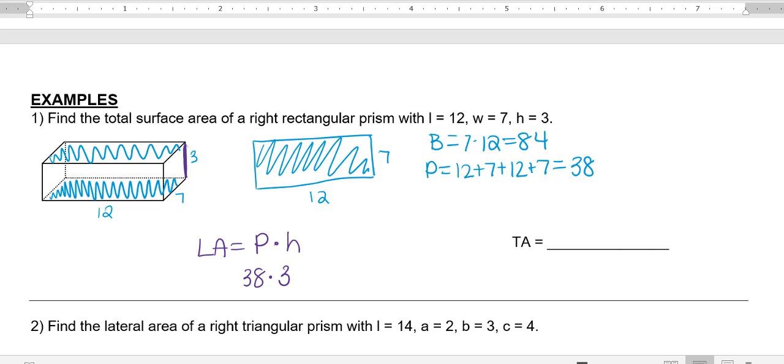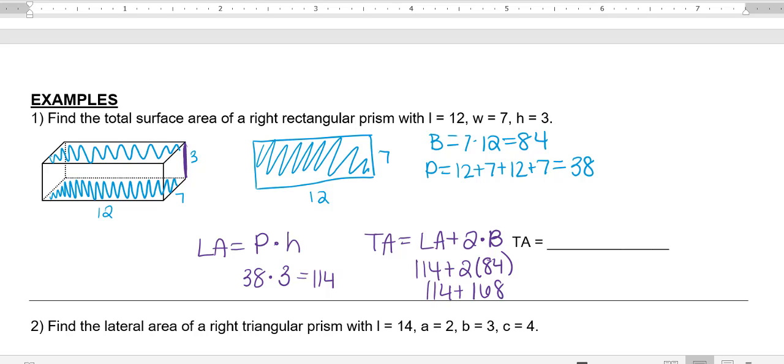We multiply the LA, or the perimeter of the base, and the height of the prism together, and we get 114. We want to find our total surface area, though, our TA, which is our LA plus 2 times our area of the base. We already found our LA, which is 114. Then we have 2 times our area of the base. Our area of the base is 84. We simplify and combine those lovely like terms, and we get 282 units squared.